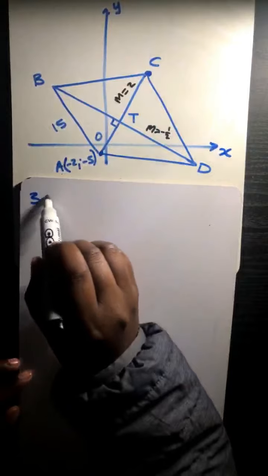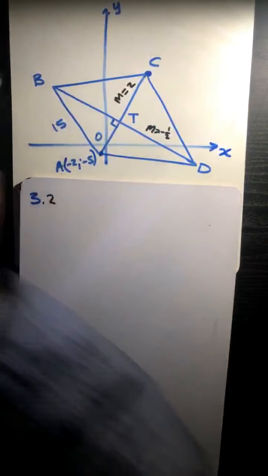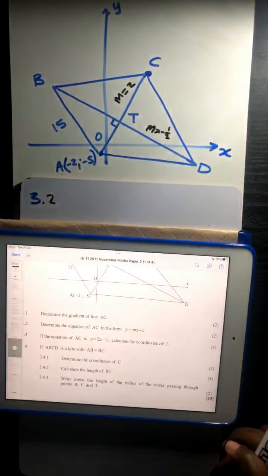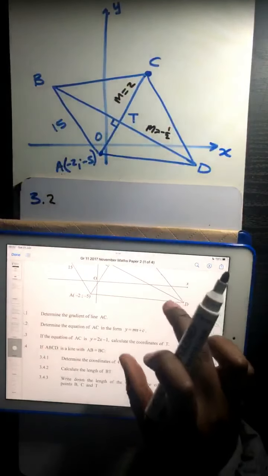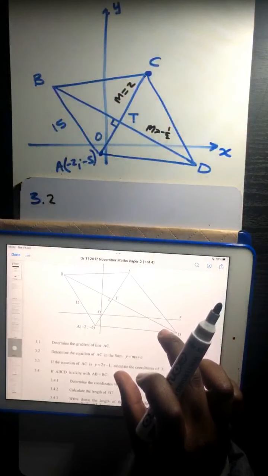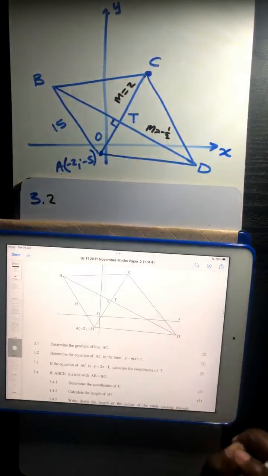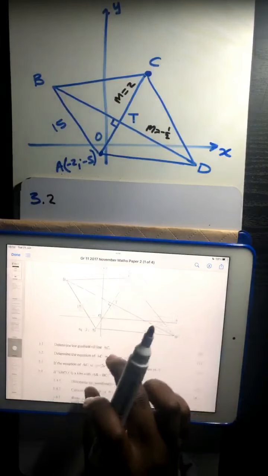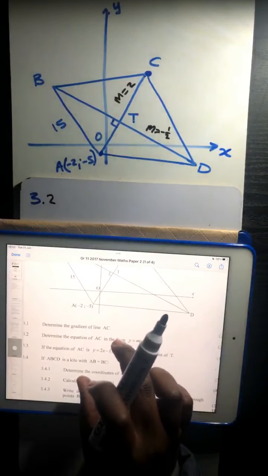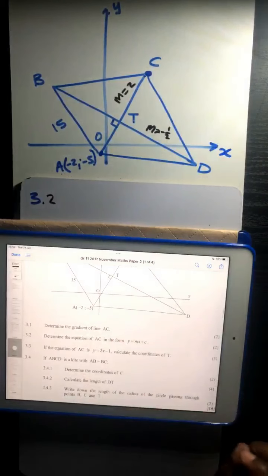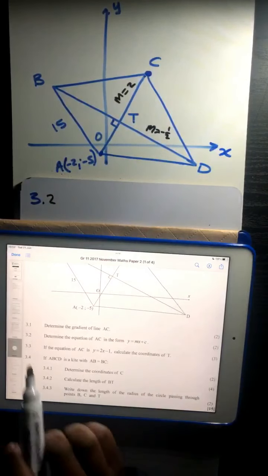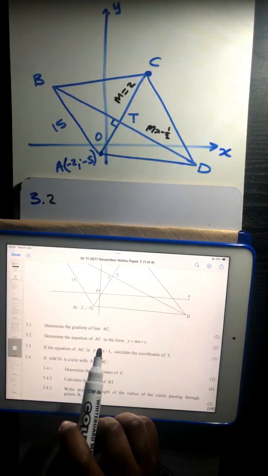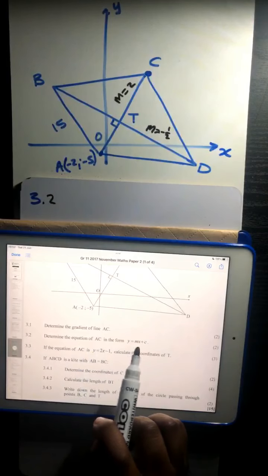Okay, so now let's try to move to the next question. Can you see, guys? This was allocated 2 marks, and it doesn't necessarily mean that that is the only way in which you can solve that question. When it comes to analytical geometry, there are so many ways to kill a cat, but the basics is to ask yourself if you've got 2 things. Okay, 3.2, determine the equation of AC in the form y is equal.